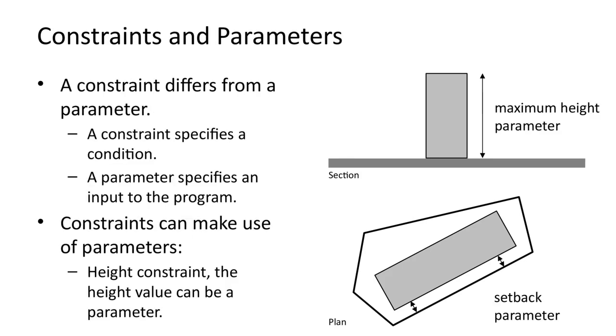Constraints and parameters are different concepts. Constraints specify a condition. Parameters specify an input. If we look at the diagram, we noted before that there was a height constraint and a parallelity constraint. Each of these constraints might make use of a parameter. So the height constraint may require the height limit to be set as a parameter. And the parallelity constraint might require the setback distance to be set as a parameter.